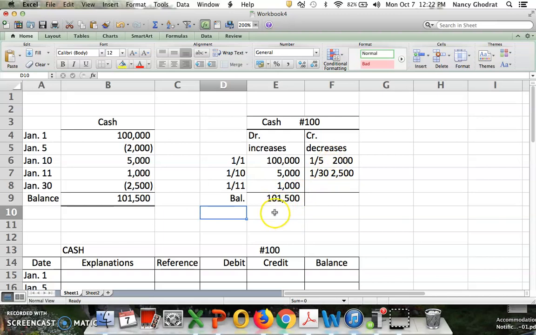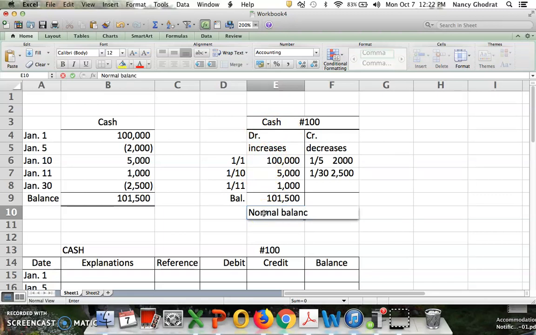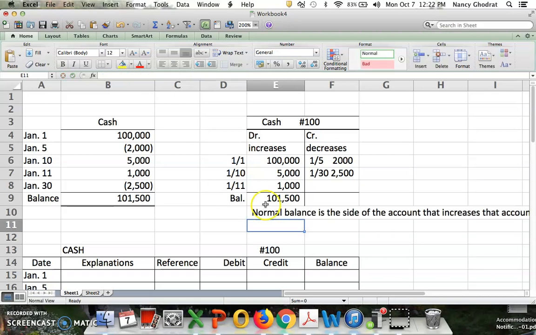Actually, the side that increases an account is called normal balance. So normal balance is the side of the account that increases that account. So for assets, it's always the debit side that is normal, meaning you always want to have an ending balance sitting on the debit side. If you put it on the credit side, either you made a mistake or something is wrong.